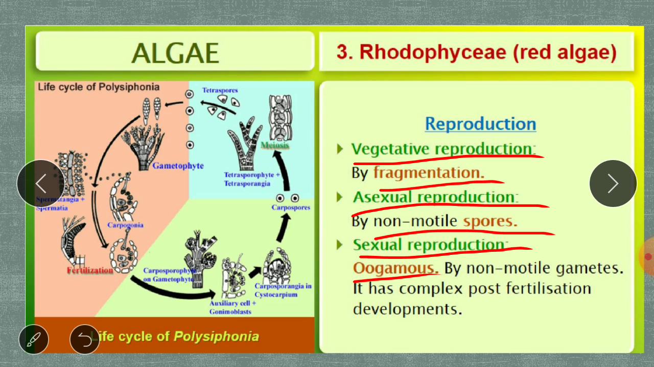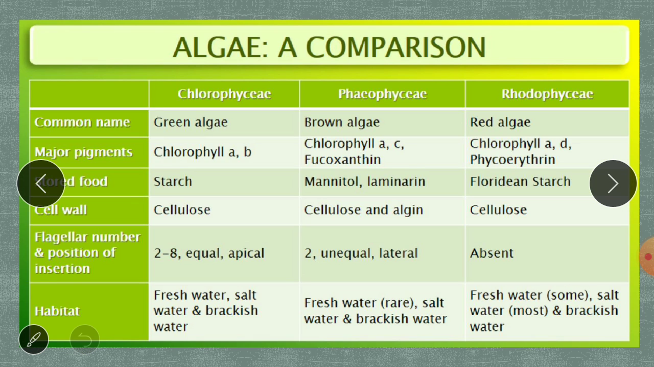The other two are not going to be there. What is oogamous? One large female egg which cannot move, and there are going to be many small male eggs which are coming to the oogamous. So non-motile gametes are present, and it has a complex post-fertilization development. So this is going to be about the Rhodophyceae, that is your red algae.